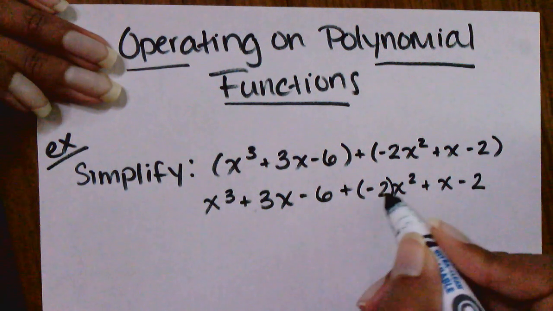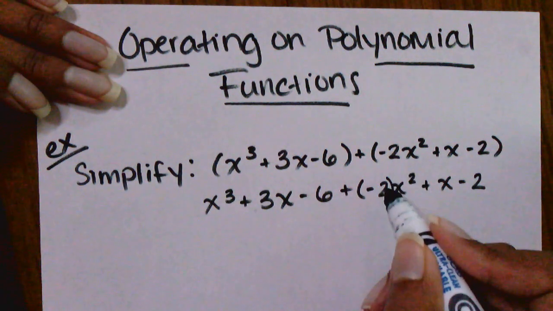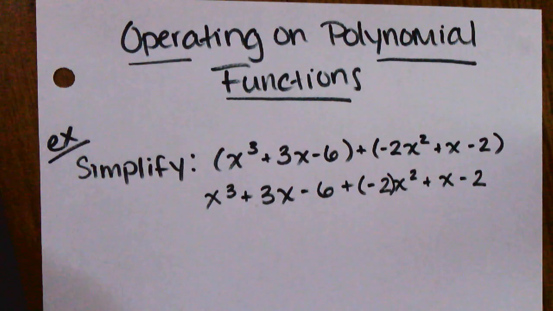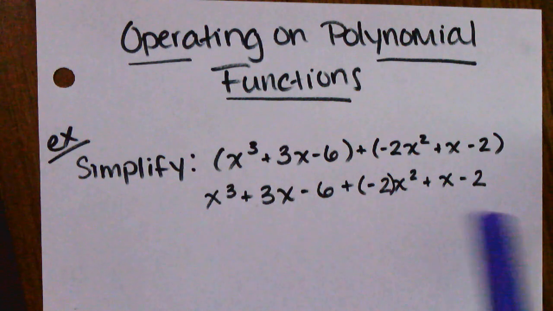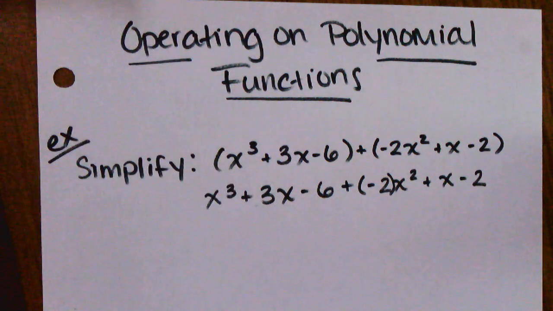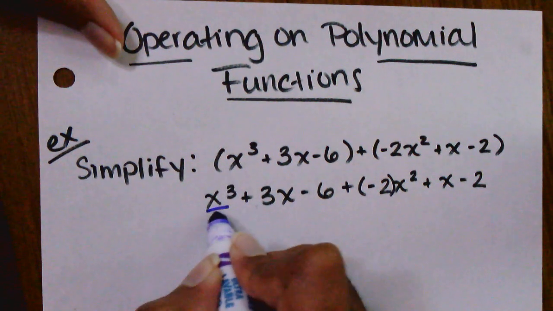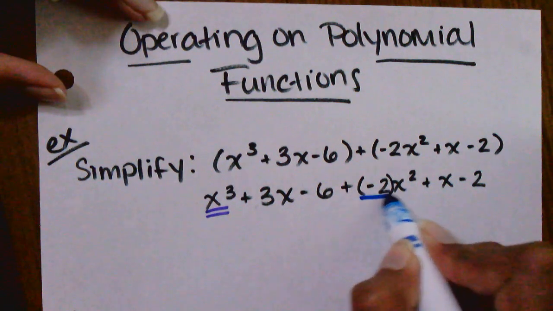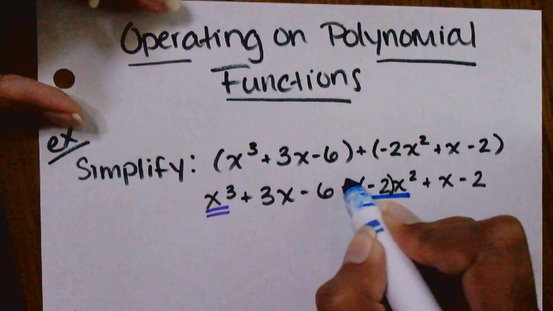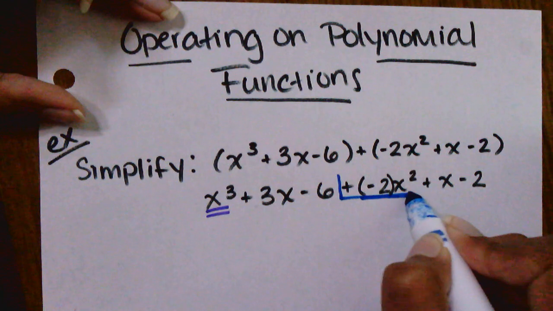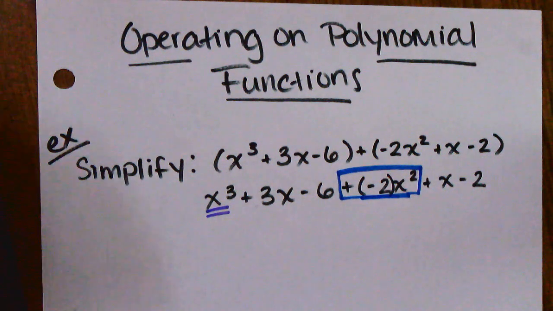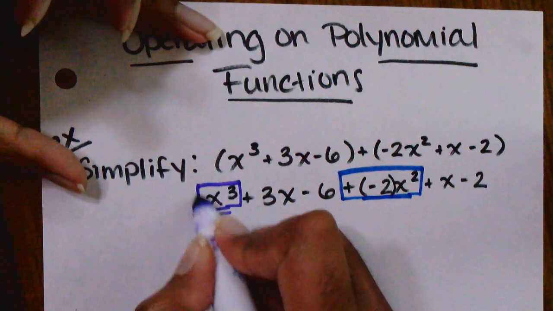Alright, so I did put parentheses around the negative 2 just to distinguish it from the plus in front of it. And now we want to identify our like terms. So now that we have this written out without parentheses, we want to look at our like terms. So we have a term that is cubed here, and that's the only one that I see. We have a term that is squared here, and that's the only one that I see. And again, so let's put a box around these. We always want to keep the sign that is in front of the term with the term. So I'll put another box around this one.